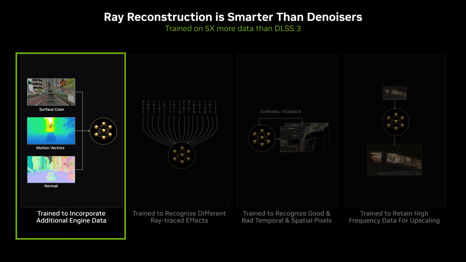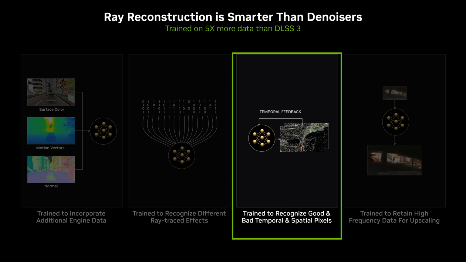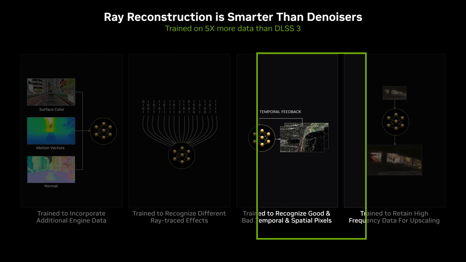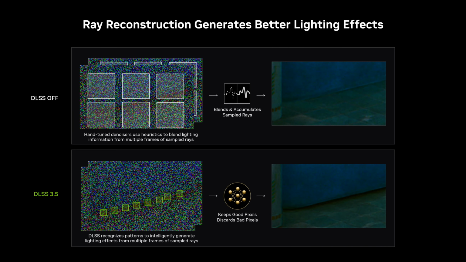DLSS 3.5 is trained on 5 times more data than DLSS 3. This was necessary because of the diversity of ray tracing effects that the model needs to recognize and work with. We've trained this new DLSS model to recognize many different ray tracing effects, to make smarter decisions about temporal and spatial information reuse, and to retain all the high-frequency data that's necessary for high-quality upscaling. Ray reconstruction is smarter than denoisers.